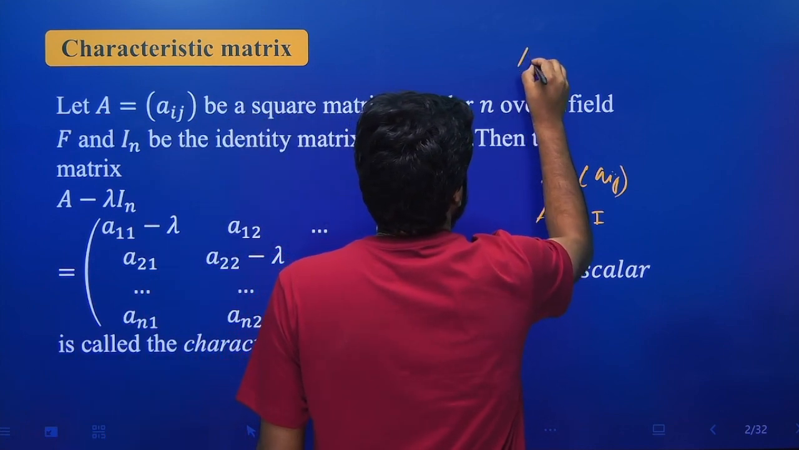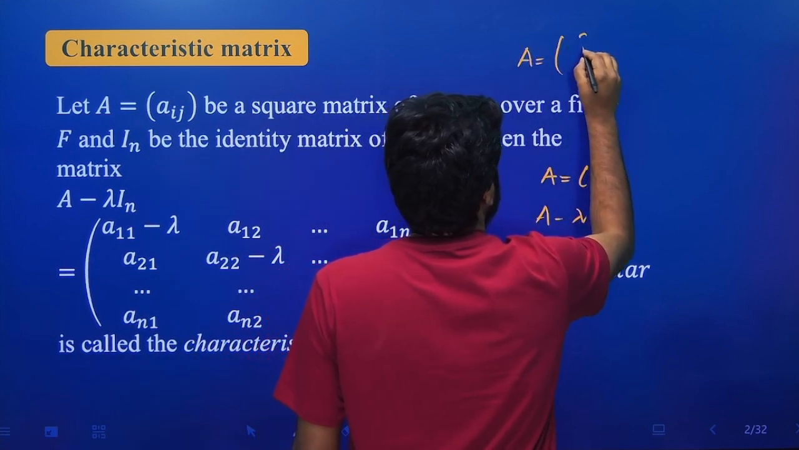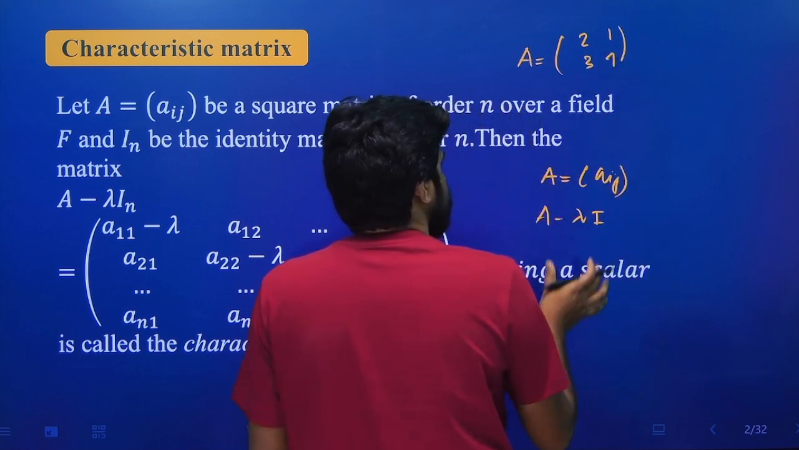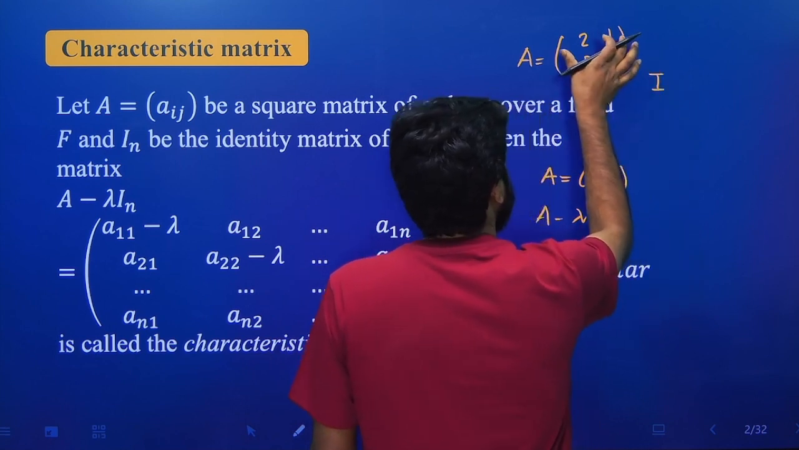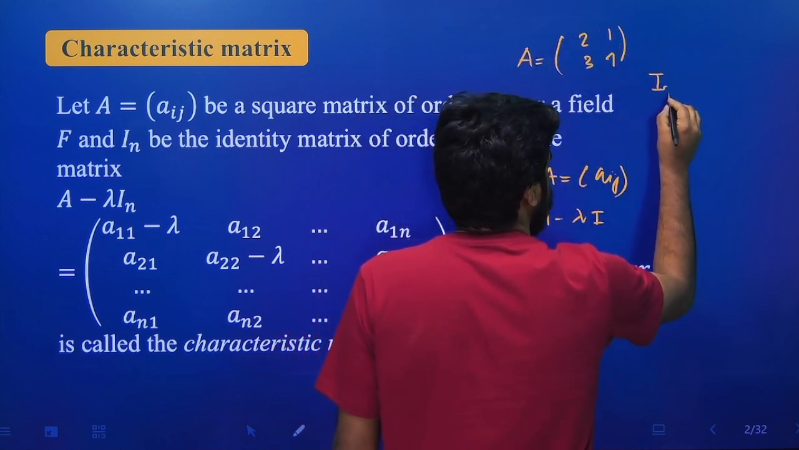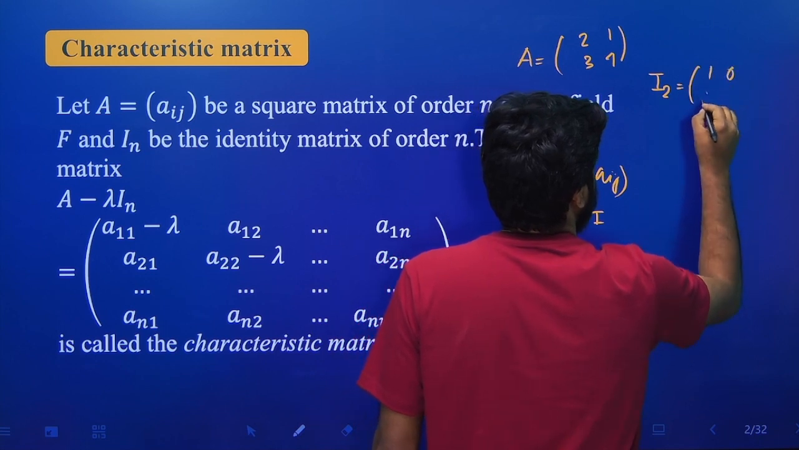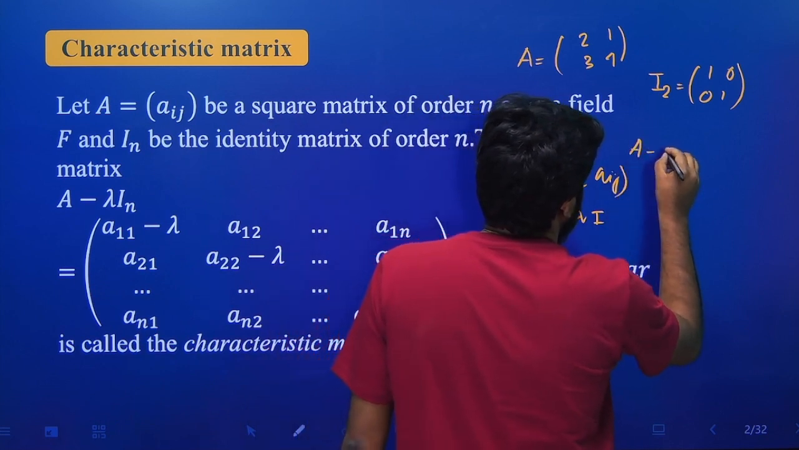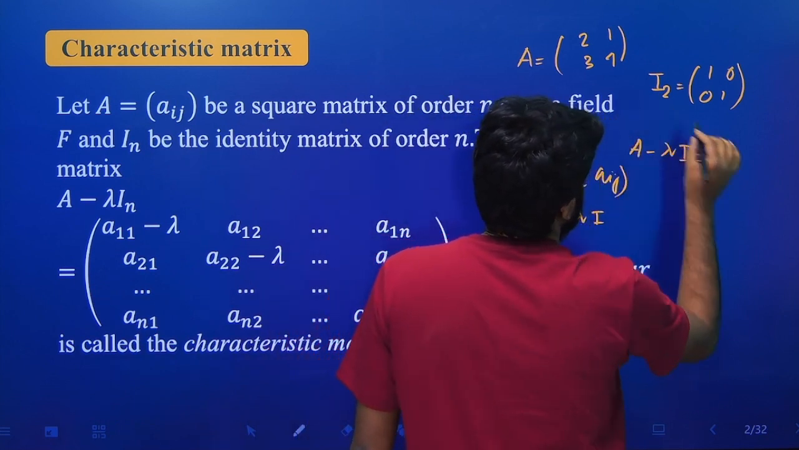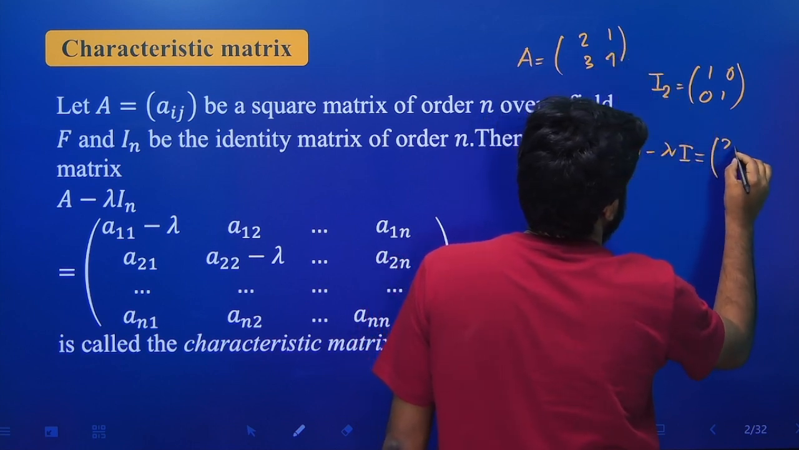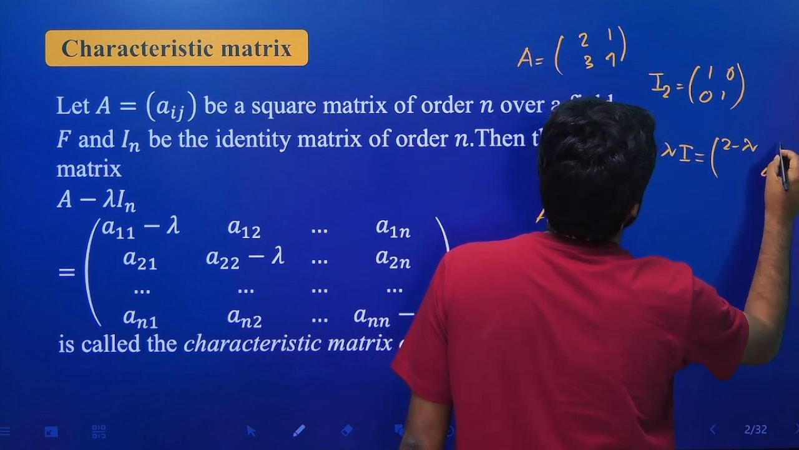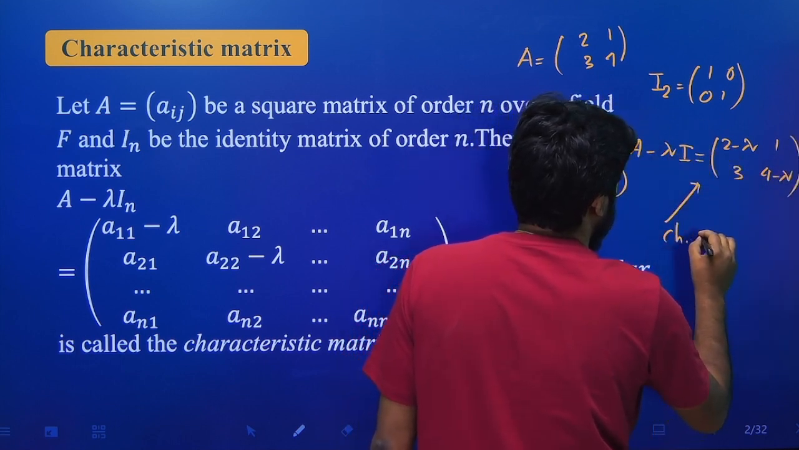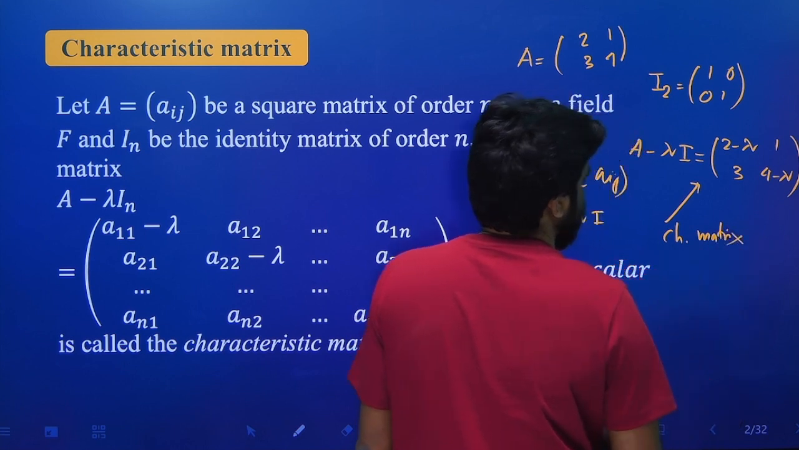Suppose we consider a 2 cross 2 matrix, say 2 1 3 4, right? Since we consider a 2 cross 2 matrix, we have to consider the identity matrix of order 2, that is 1 0 0 1. So A minus lambda I: just from the diagonal, subtract lambda, that is 2 minus lambda, 4 minus lambda, this is 1, this is 3. So this matrix is called the characteristic matrix. Getting my point?